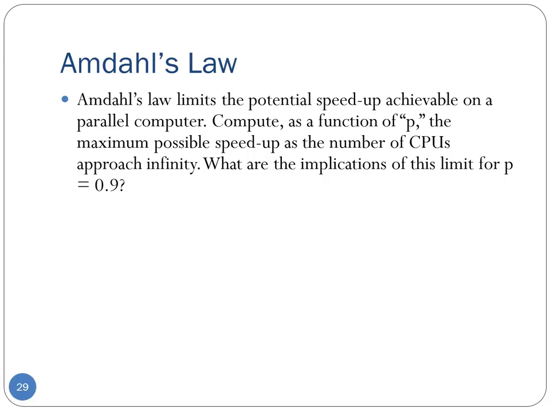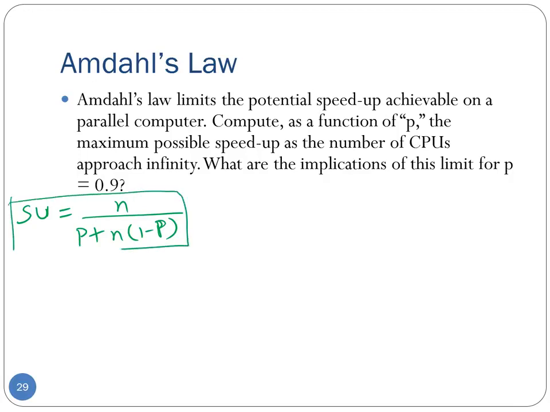So this question is about Amdahl's law for parallel computers. Recall from our discussion in the class that Amdahl's law for parallel computers says the overall speed up is equal to n divided by p plus n into 1 minus p. So if you have n processors and a fraction p of your program is fully parallelizable, that can make use of all the n processors, then the overall speed up you can get is still limited by this expression.